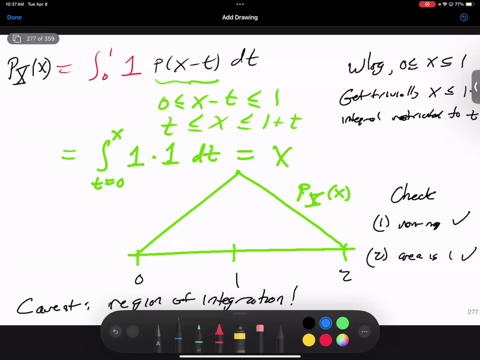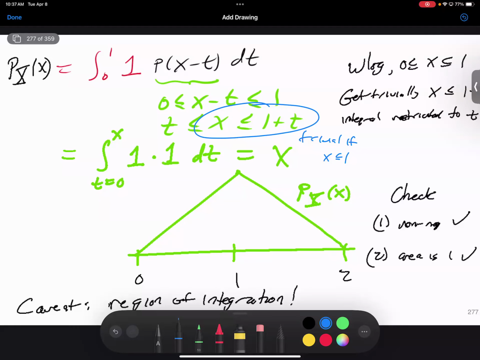If x is at most 1, I don't have to worry about x being less than or equal to 1 plus t. No matter what value of t you give me between 0 and 1, x is always going to be less. So this is trivial if x is less than or equal to 1. T is non-negative, so clearly 1 plus t is greater than or equal to x because x is at most 1. So that part becomes trivial, and the only part that really matters is that t is less than or equal to x. So I now just integrate from 0 to x.